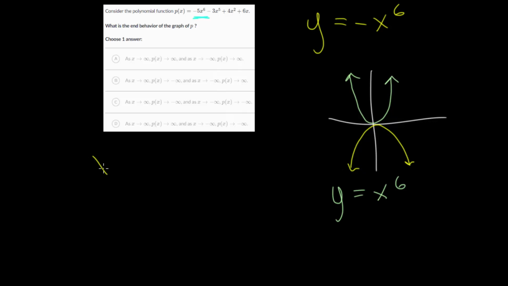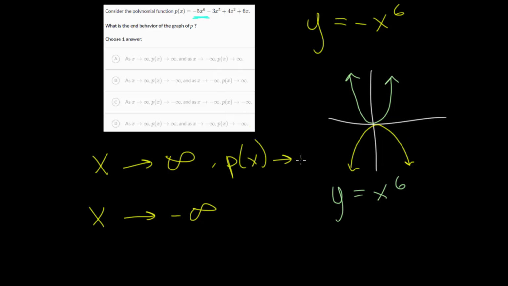And so as x gets larger and larger, or as x gets more and more negative, in both cases, the function p of x is going to approach negative infinity. So looking at our multiple choice, it should be negative infinity for our function p of x in both cases. So this one is mixed, negative and positive, and this one is negative in both. So it looks to be choice letter C.